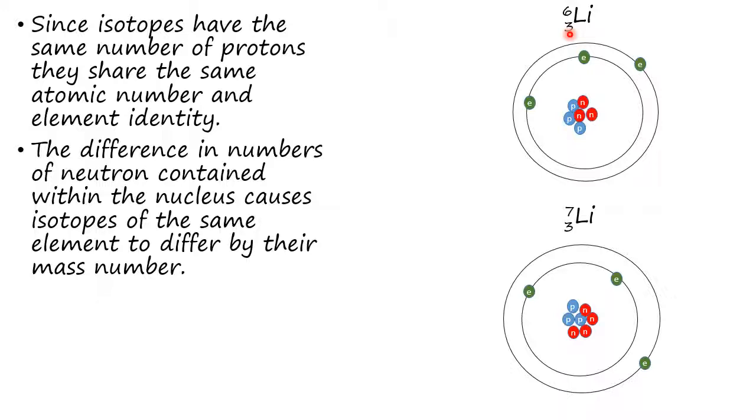The mass number of lithium 6 is 6 because it has 3 protons and 3 neutrons, and the mass number of lithium 7 is 7 because it has 4 neutrons and 3 protons. And again, when we're dealing with mass numbers, we just ignore the electrons because their mass is so small, it doesn't really contribute at all to the entire mass of the atom.